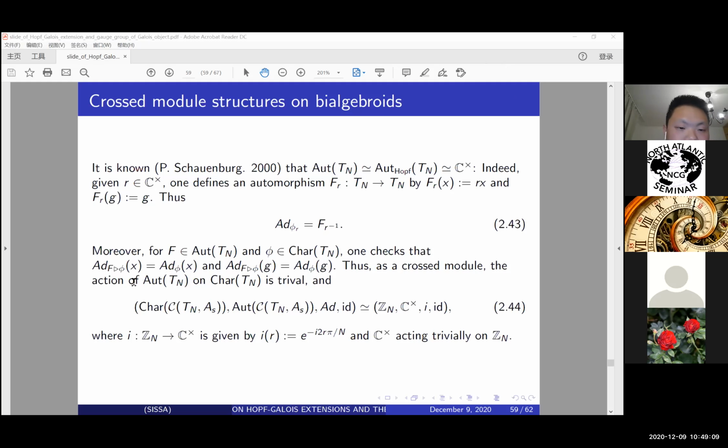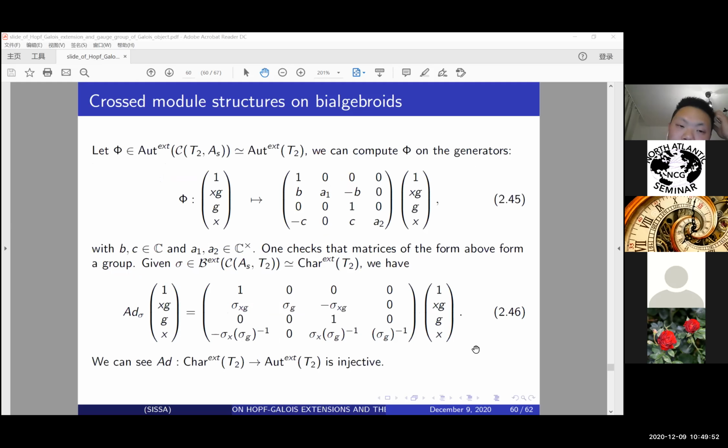Okay, so we can also see the action of F on phi is trivial, since at is an injective map, and the result on the generators is the same. And then the crossed module, the action of automorphisms on the characters is trivial. And this data consists of the bisections and automorphisms, isomorphic to the non-zero complex numbers and Z_n, with the inclusion map I, where I is given by I of r equal to e to the minus i pi r over n, and C star acting trivially on Z_n.